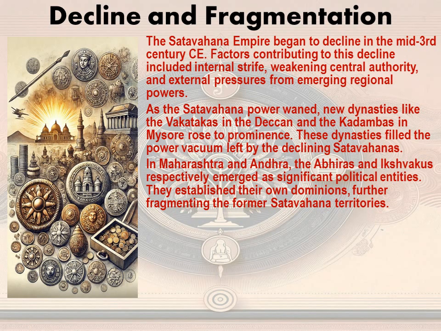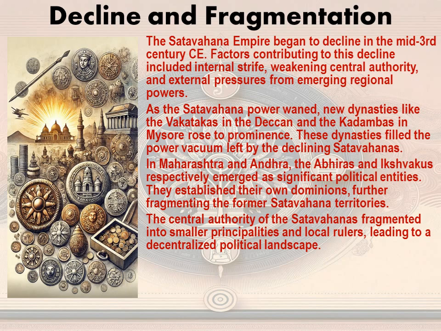So every dynasty had their own dominion, and thus the original Satavahana territory at its peak became divided under different regional powers. The central authority of the Satavahanas fragmented into smaller principalities and local rulers, leading to a decentralized political landscape. So, the central control of the Satavahanas over its officials or local rulers became weak, and thus there was a decentralized structure in the later part of the dynasty.